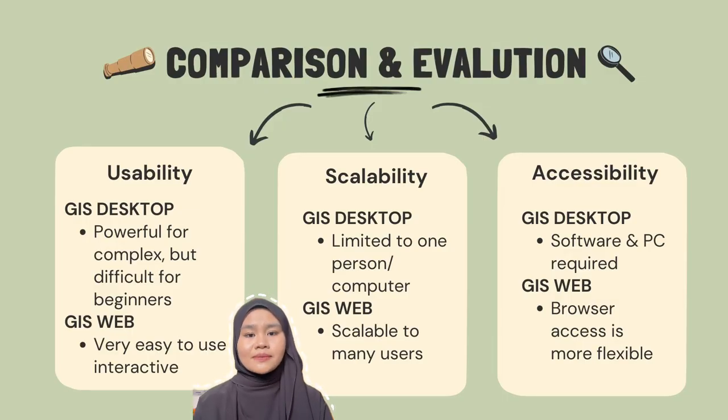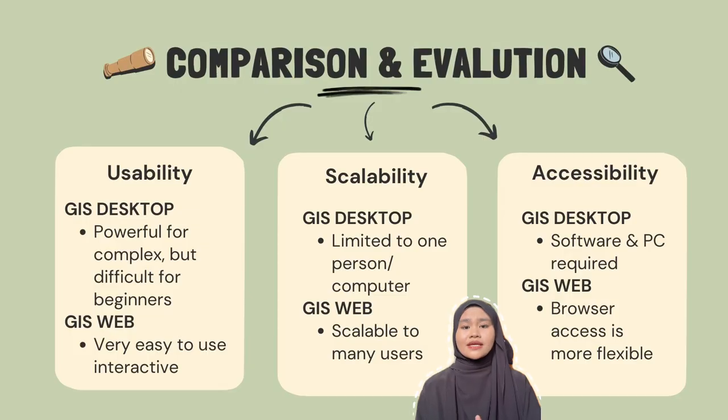Next is the scalability aspect, which is how the system accommodates the growth in the number of users. The use of desktop GIS is quite limited because it is usually tied to only one person or one computer at a time. This makes it difficult to collaborate on a large scale. The main advantage of the web GIS platform is its nature that can be viewed by many users. This means that data can be accessed by many different people via the internet network.